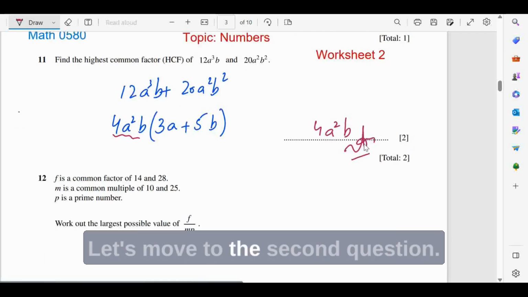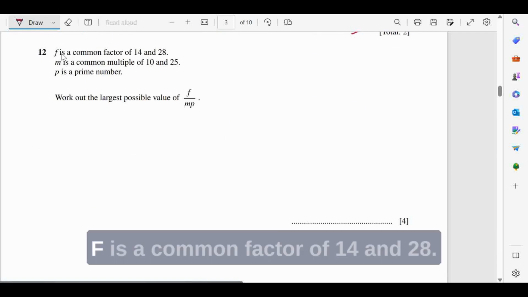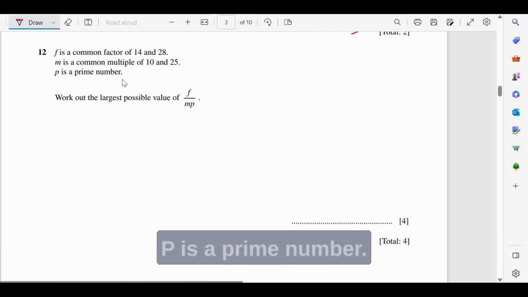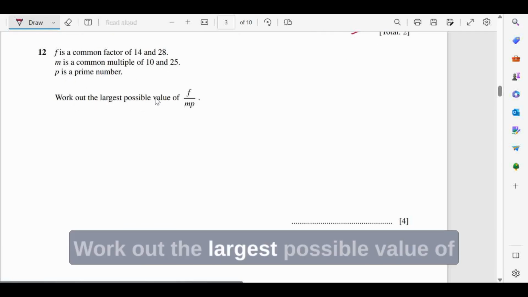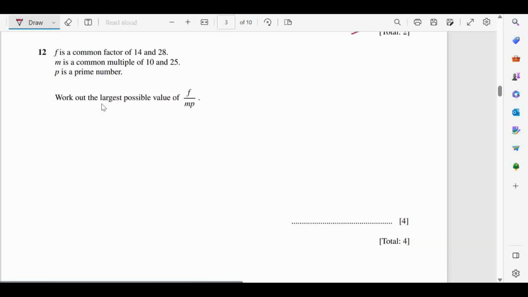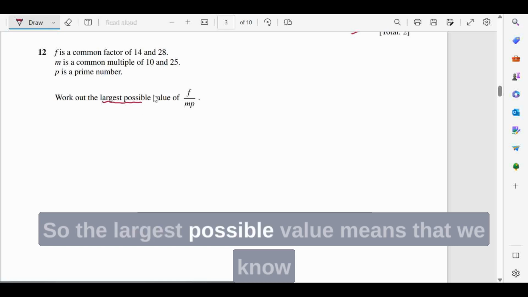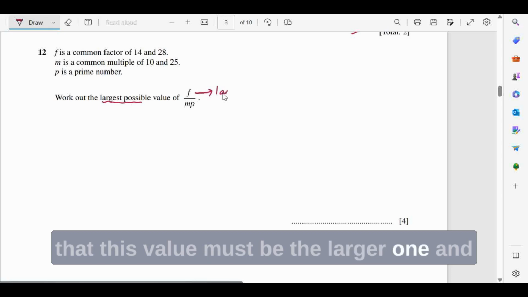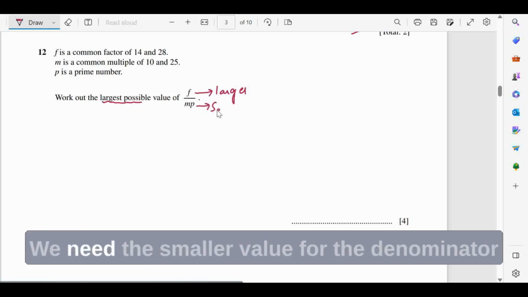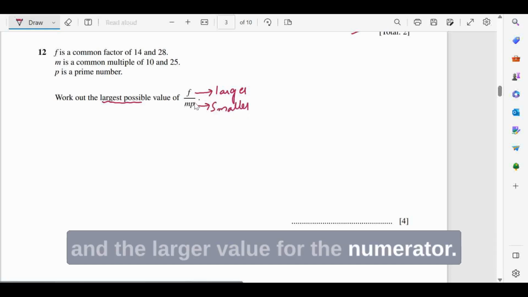Let's move to the second question. F is a common factor of 14 and 28. M is a common multiple of 10 and 25. P is a prime number. Work out the largest possible value of F divided by MP. The largest possible value means we need the smaller value for the denominator and the larger value for the numerator.